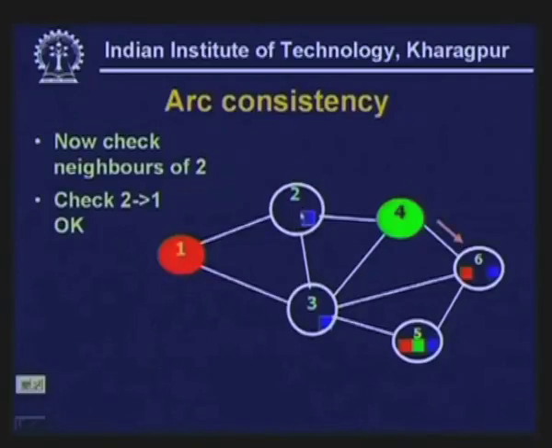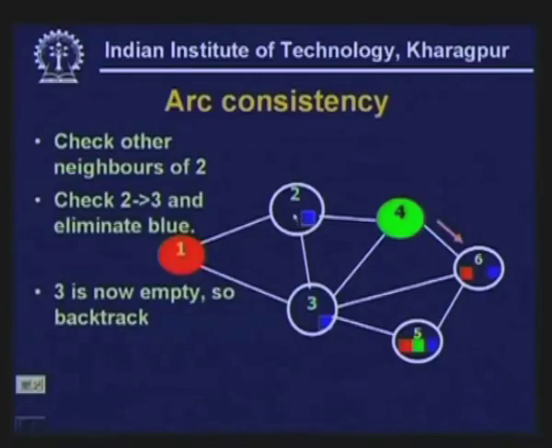So, we now go back to 2 and check the neighbors of 2. First, we check 2 with 1, there is no violation, there is no problem. Then we check 2 with 3, and we notice that if 2 is blue, 3 cannot be blue. So, we eliminate blue from 3. If we do that, the domain of 3 becomes empty, which cannot happen. So, we backtrack at this point.